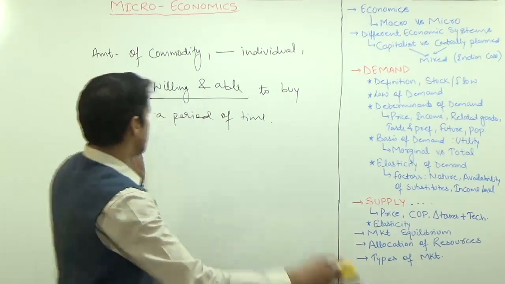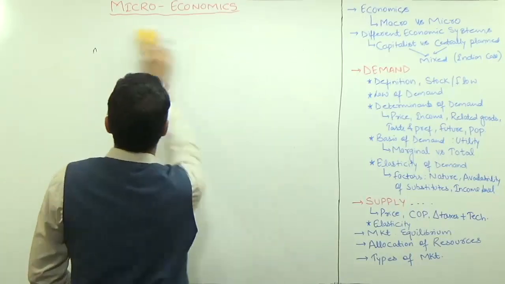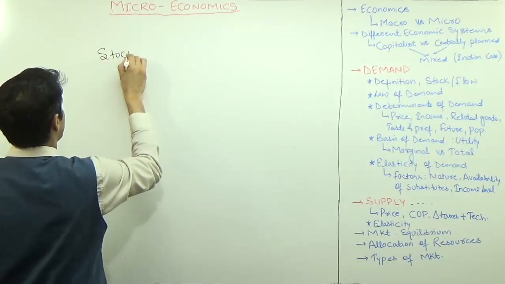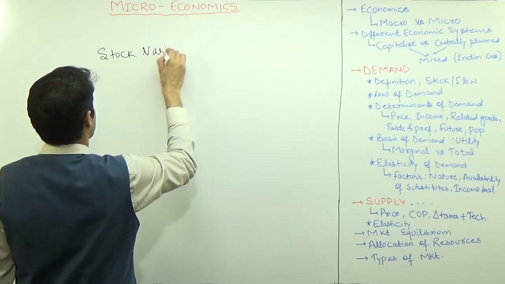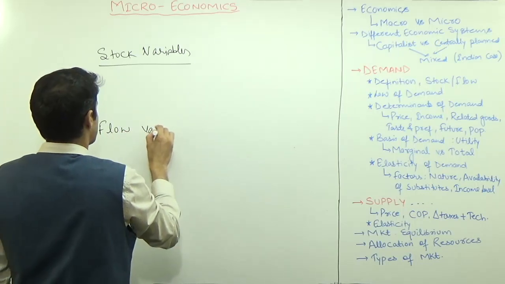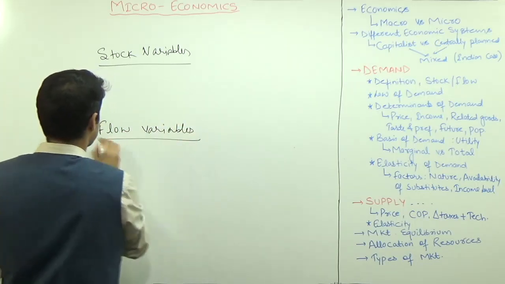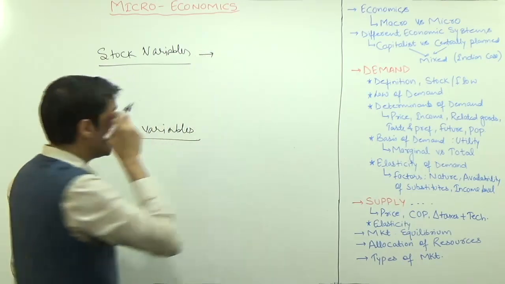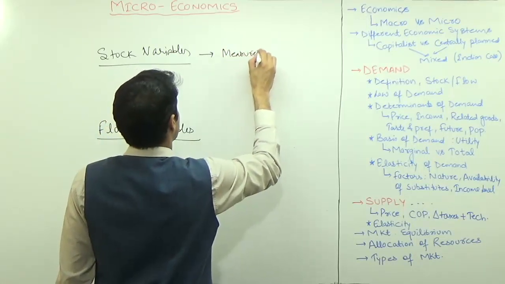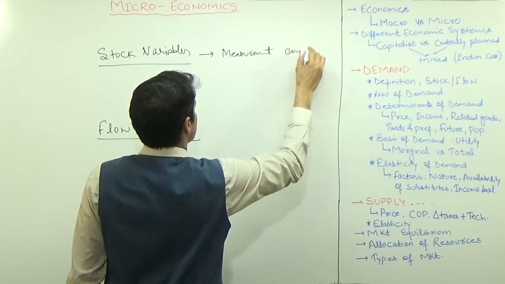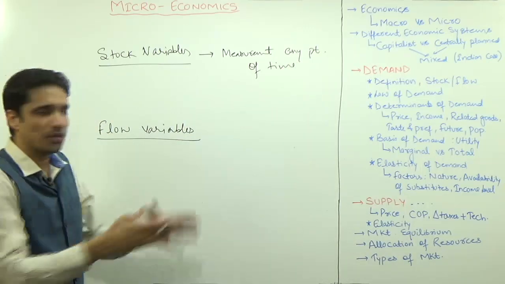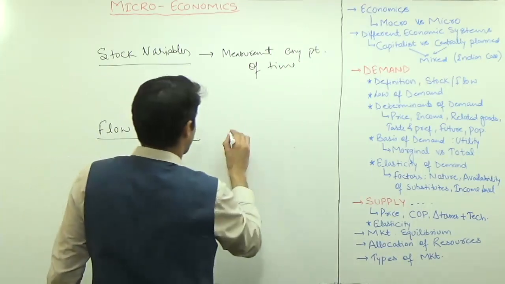Then there are two related concepts, that are the stock variable and the flow variable, or the stock concept and the flow concept. So stock variables can be measured at any point of time. It means they don't need to be measured over a period of time, but flow variables can be measured over a period of time.